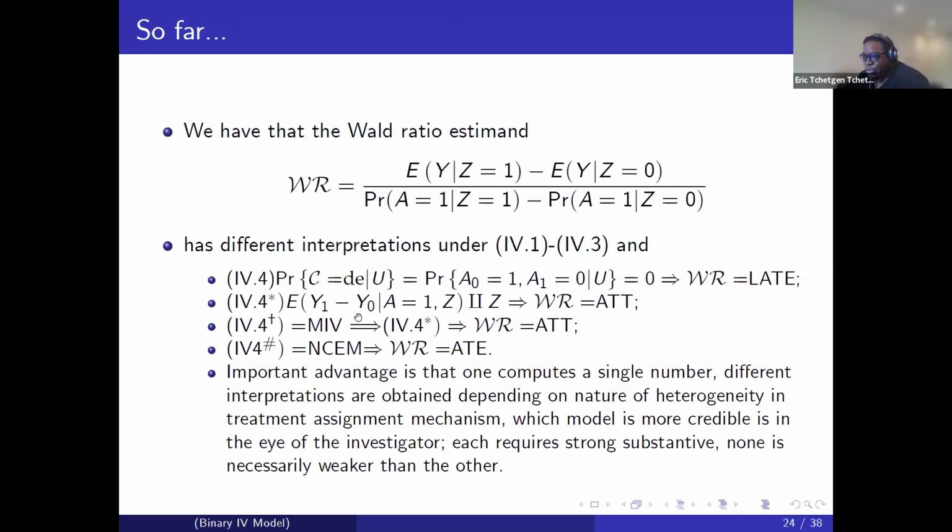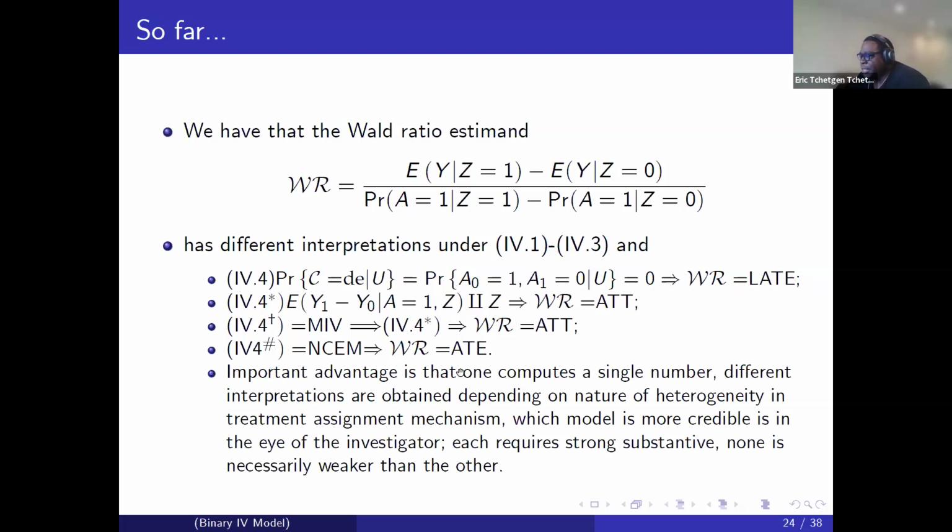So what do we have so far? I'll do this and then I'll stop for questions, if there are any. We have the Wald ratio, one number, one statistic that anyone can compute. It has different interpretations under the IV DAG, assumptions IV1 to IV3. Depending on which fourth assumption you make, whether there's monotonicity, the Wald ratio can be interpreted as a LATE. If it's IV4 star, of no current treatment value interaction, then the Wald ratio is the ATT. Or if the no current treatment value interaction is motivated by a multiplicative IV model for the first stage, then again the Wald ratio is the ATT. And finally, under the no common effect modifier assumption IV4-, the Wald ratio can be interpreted as the ATE.